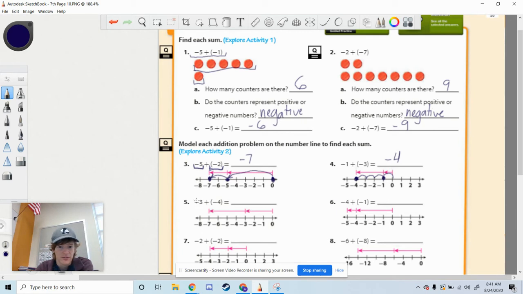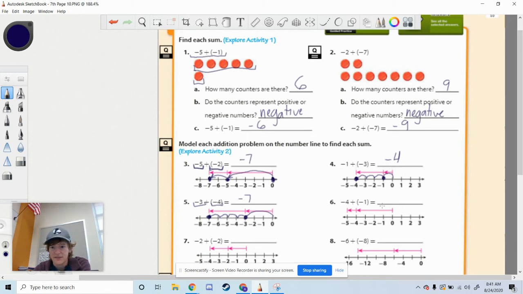Modeling this one with the number line, we're going to start at 0 and go to -3. So it's going to be ending here. Then we're going to go 4 more to the left. So we'll go 1, 2, 3, 4. And we should have a final sum of -7.